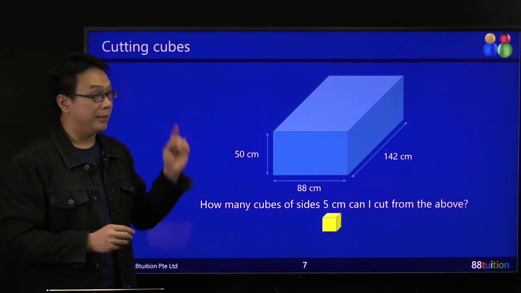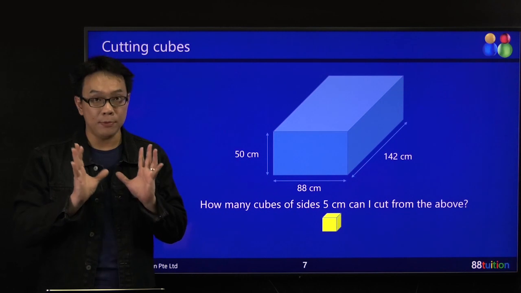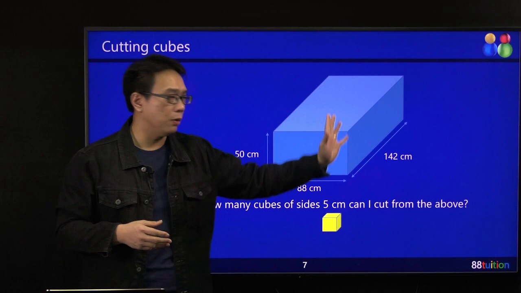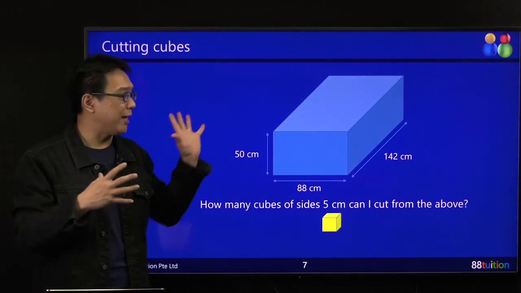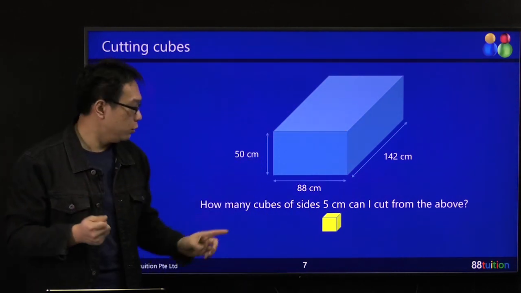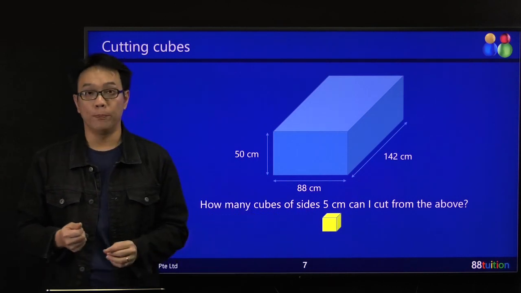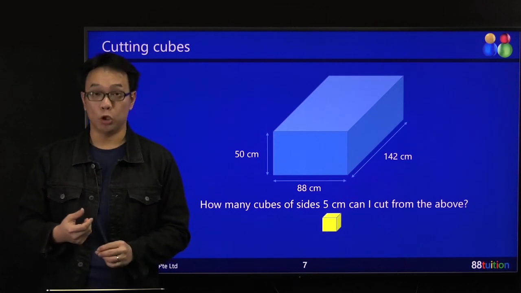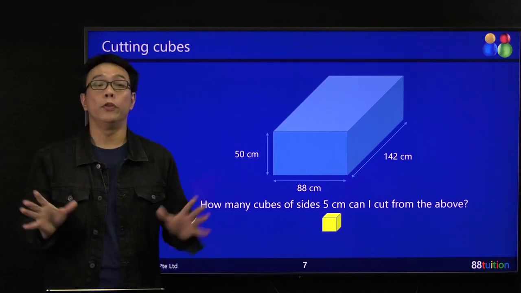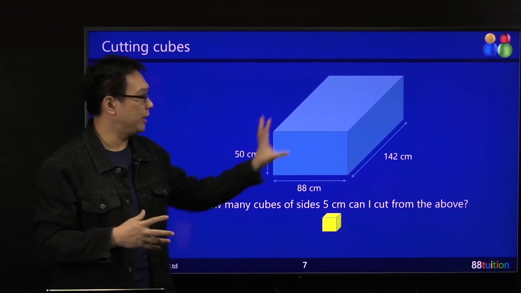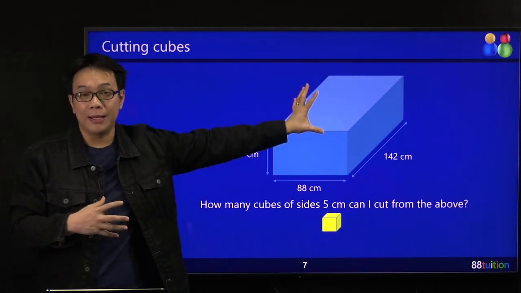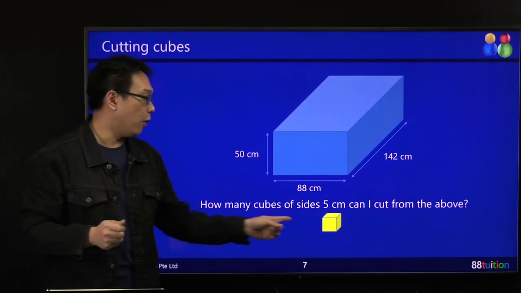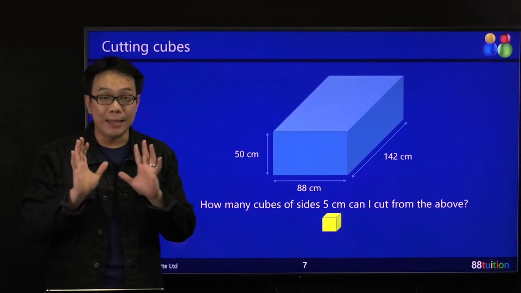And what's next? Another kind of question, cutting cubes. That one was cutting squares. Cubes, same story. Some of you happily just take 50 times 88 times 142, the volume of the entire cuboid, then divide by the volume of the cube, to find how many cubes can be extracted from the cuboid. That is not the way to do it. You cannot say that you're going to melt it. If the question says to melt it into liquid to form a lot of cubes, then you can do it.